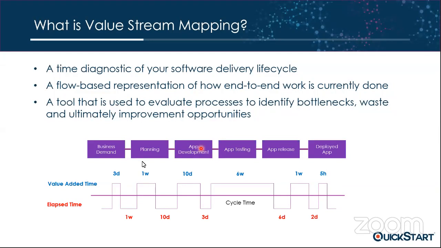So the application development itself takes a little more than a week, okay? And the testing 6 weeks, the release 1 week, because we are considering some environment restrictions and processes. And to deploy the app, to finally move it to production, probably 5 hours, half a day. However, and I put this in red, we have several dead times, or time between each process.